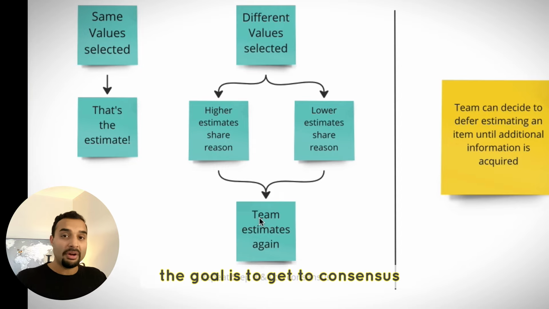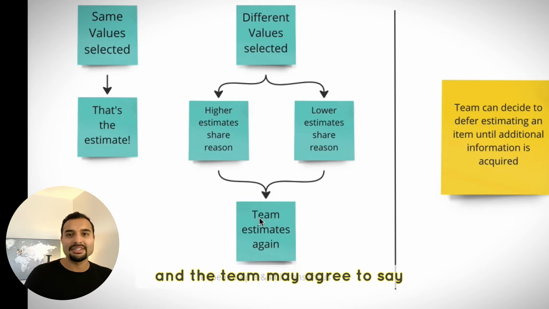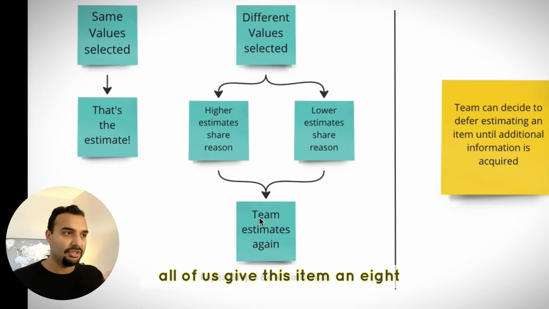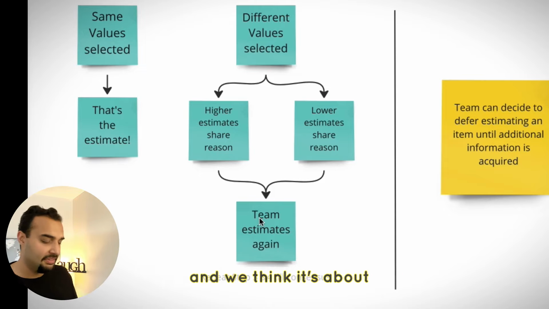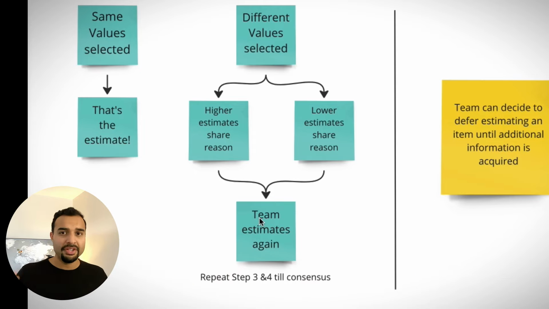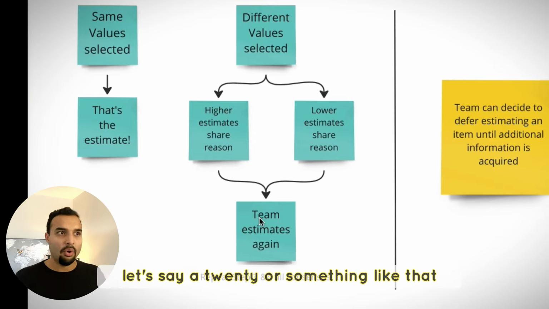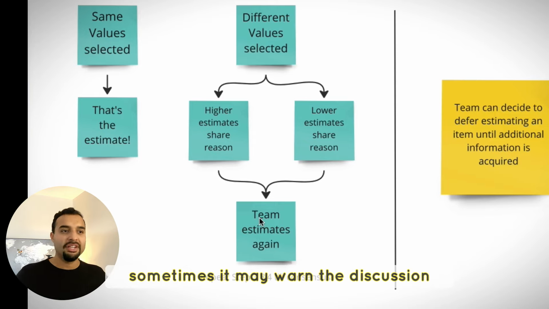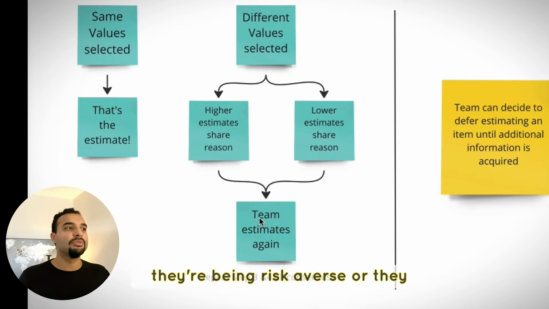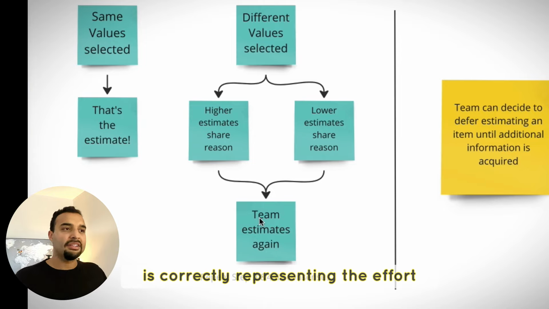The goal is to get to consensus. Sometimes you will have an outlier, and the team may agree to say, well, you know what? All of us give this item an 8, and we think it's about 4 times as much as this other item that was a 2. And someone still feels that this is let's say a 20 or something like that. Sometimes it may warrant a discussion, and sometimes it is just they're being risk averse, or they just feel like it's not something that is correctly representing the effort.